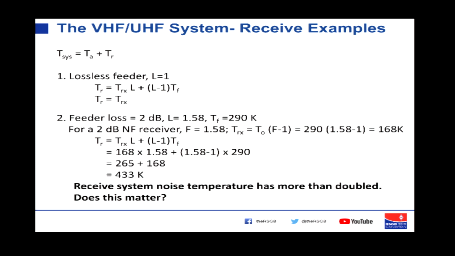So what will the system noise temperature actually end up being? If you have a lossless feeder, L is equal to 1, and lo and behold, when you plug that into this formula to refer the received noise temperature up to the antenna, you simply get the noise temperature of your receiver. No effect. So that's great. Lossless feeders are very good on receive. However, now let's put a bit of feeder loss in. We'll assume that the feeder loss is a couple of dBs for the sake of this discussion. Then, with a 2 dB noise figure receiver, what was a noise temperature of 168 Kelvin at the receiver becomes 433 Kelvin at the antenna.